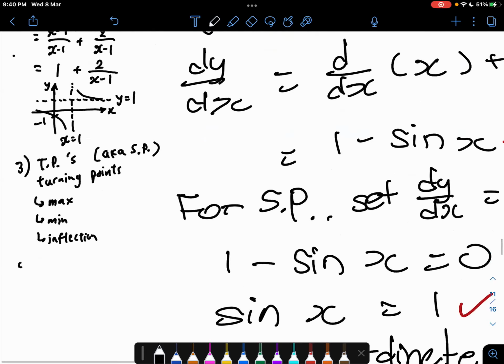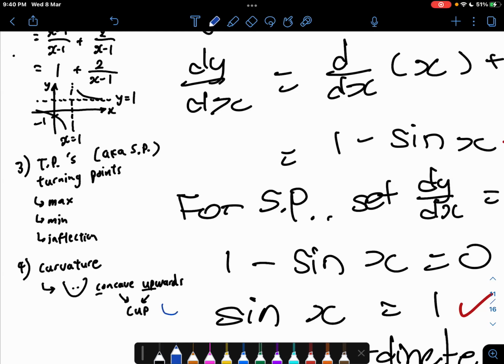There is another point that is also not technically in the A-Math syllabus. It's called the curvature of the curve. Whether it's a happy face, we call this concave upwards. How to remember? CUP. Combined together gives you cup. How do you draw a cup? It looks something like this, teacup. Then you can see a happy face here. Cup. Okay.